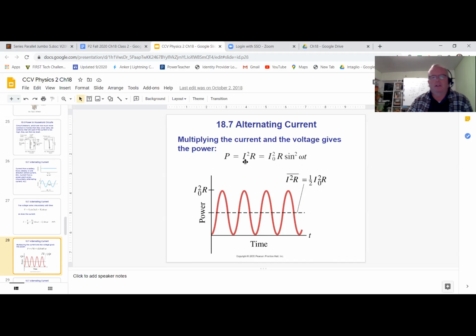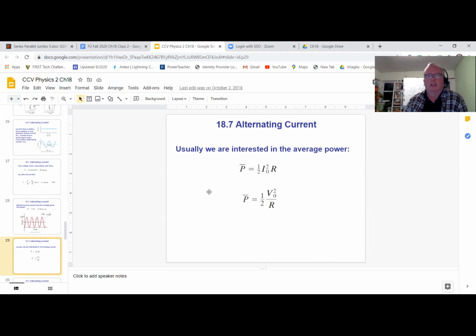So if we square the current and then take the average, this function is going to be 1/2 of I0 squared. So this gives us an idea about what the average power is going to be proportional to.